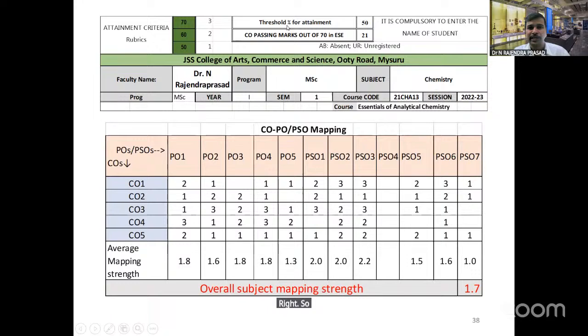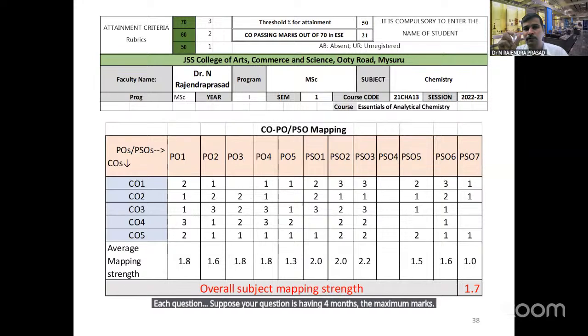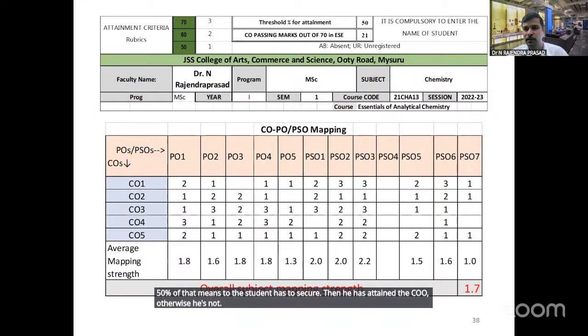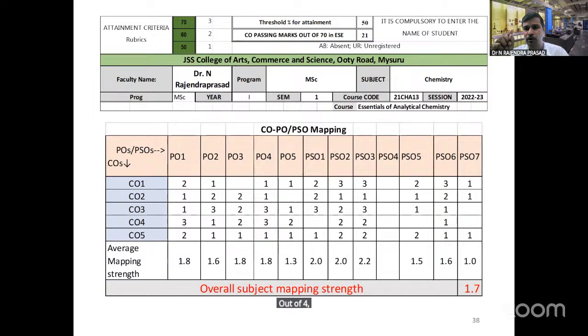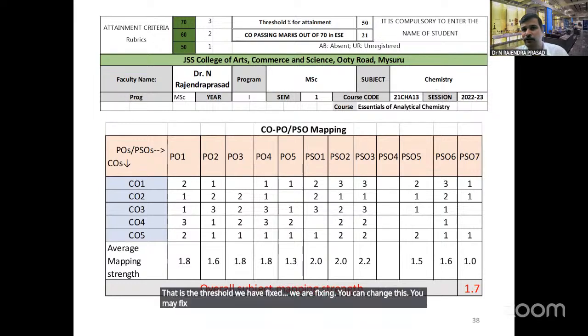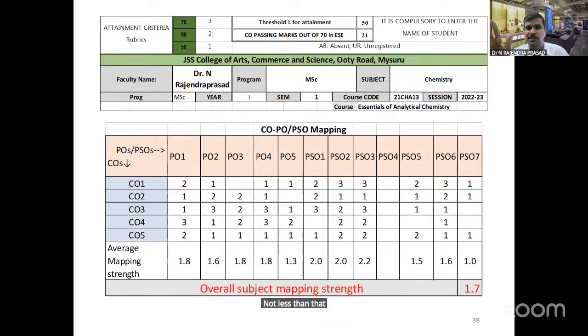So the threshold marks you see here: threshold for percent attainment, 50%. Suppose a question has 4 marks as the maximum; 50% of that means 2 the student has to secure. Then he has attained the CO, otherwise he has not. Out of 4, he has to score 2 for that particular question. That is the threshold we are fixing. You can change this. You may fix that to 40, you may fix that to 30. Let it be minimum 30, not less than that. Okay, this is the threshold.